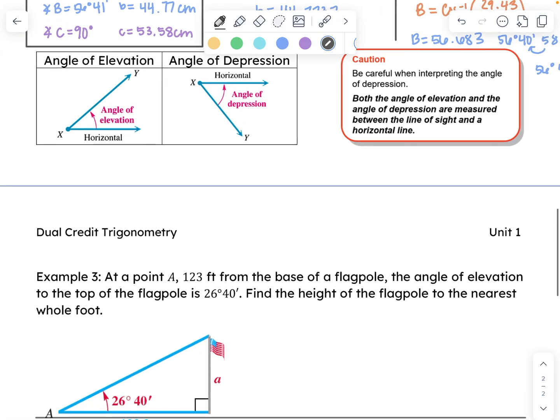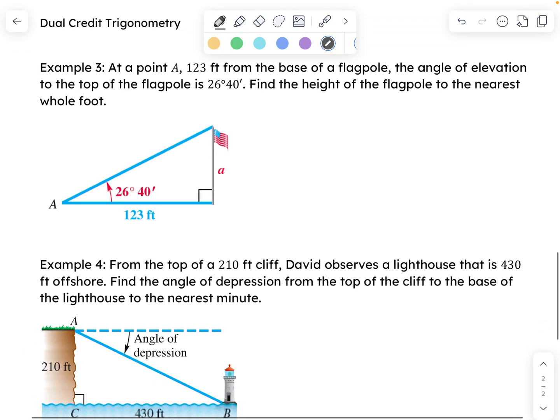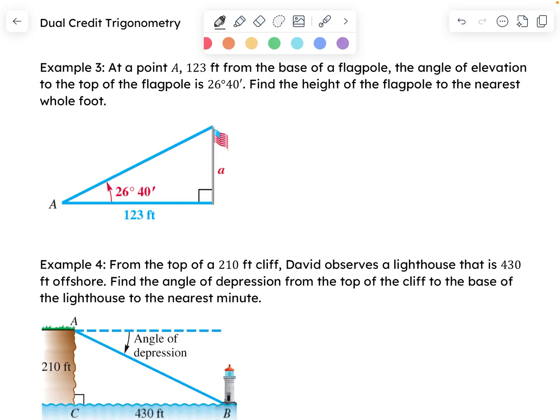Let's look at a couple of examples. We've got some nice pretty pictures to help us out. So it says at a point A, 123 feet from the base of a flagpole, the angle of elevation to the top of the flagpole is 26 degrees and 40 minutes. Find the height of the flagpole to the nearest whole foot. So we're trying to find A right here, the height of the flagpole.